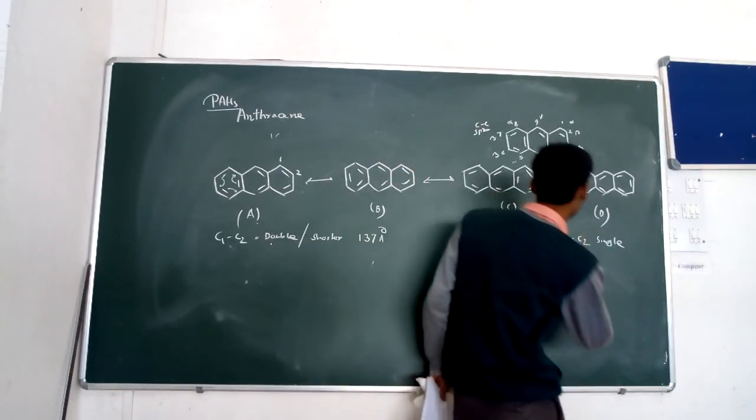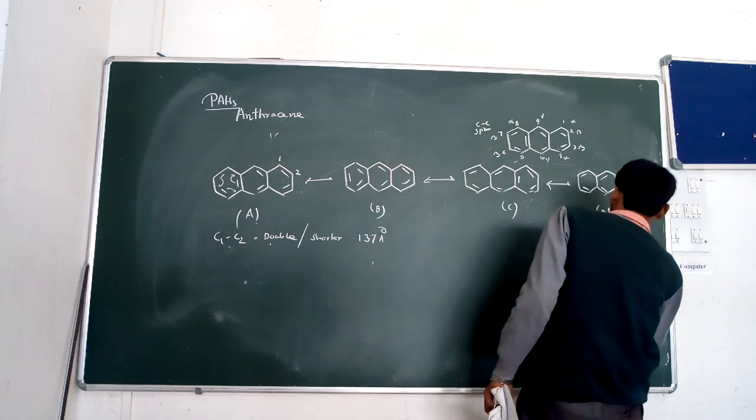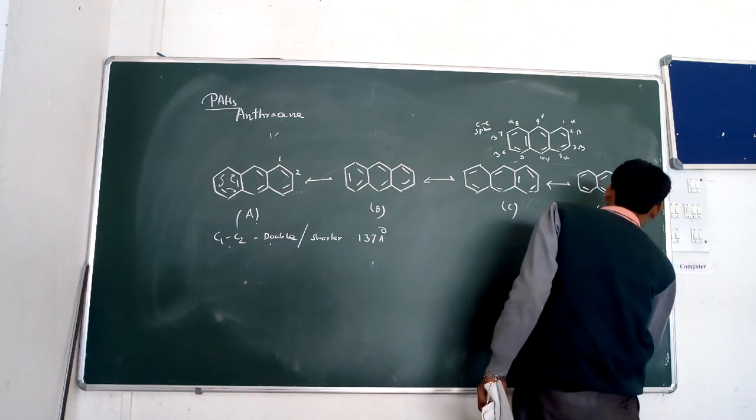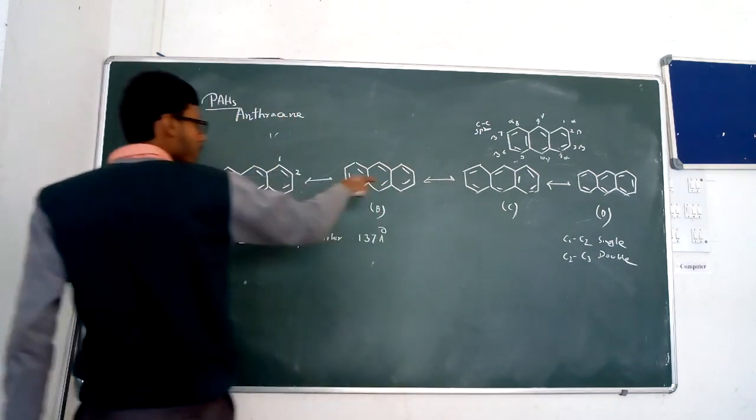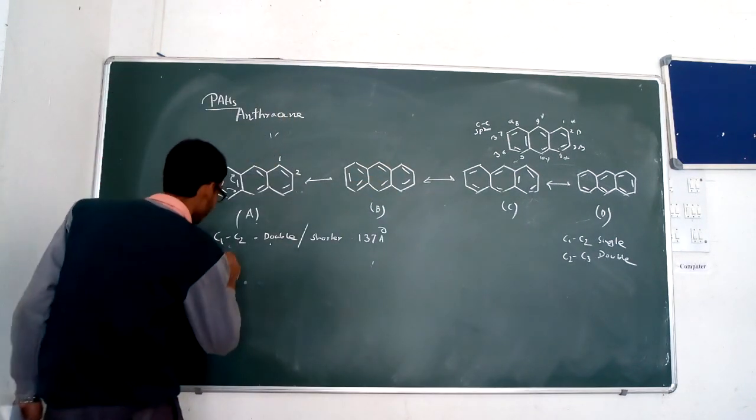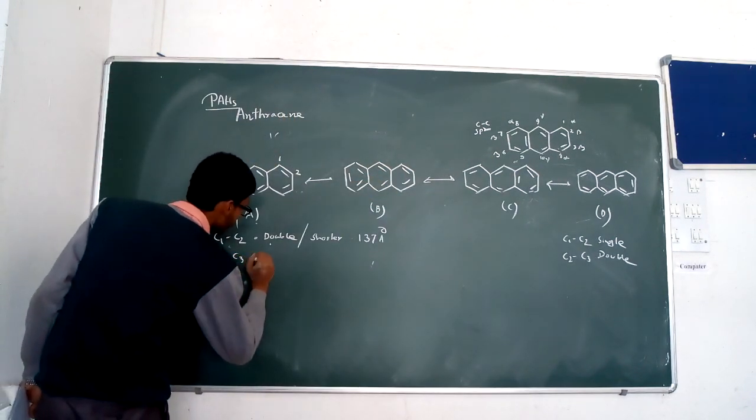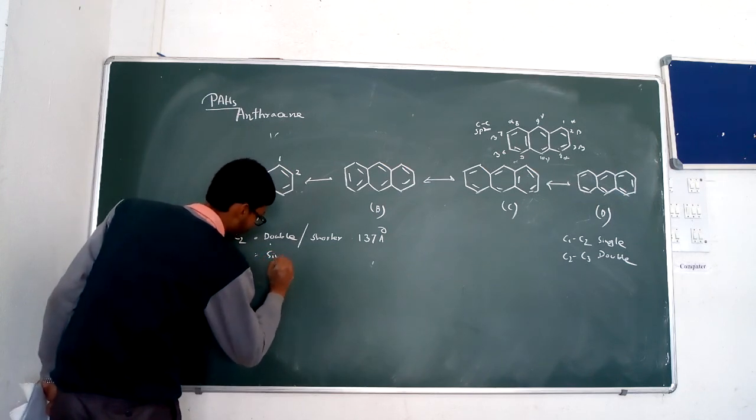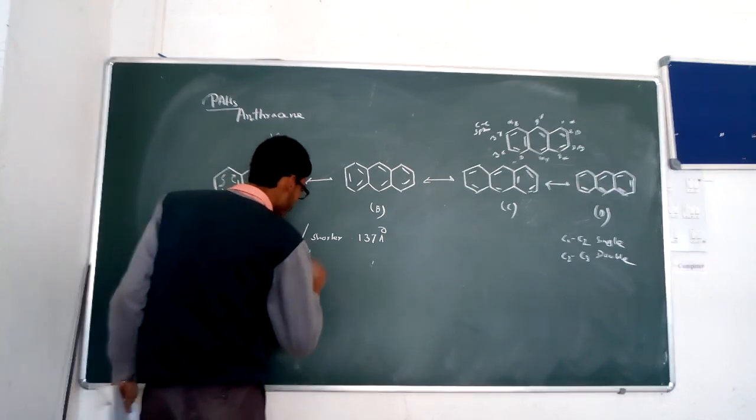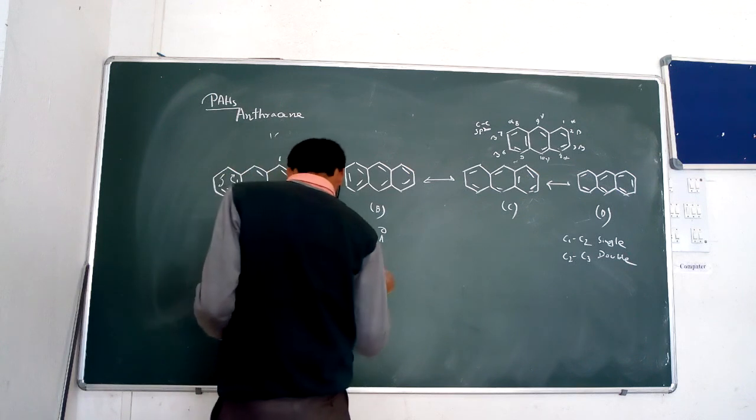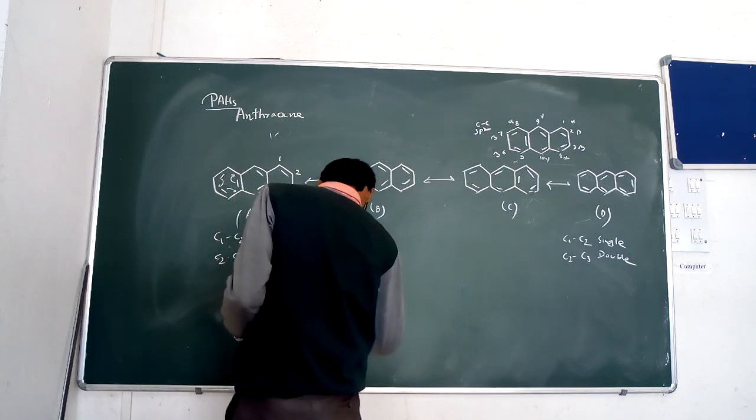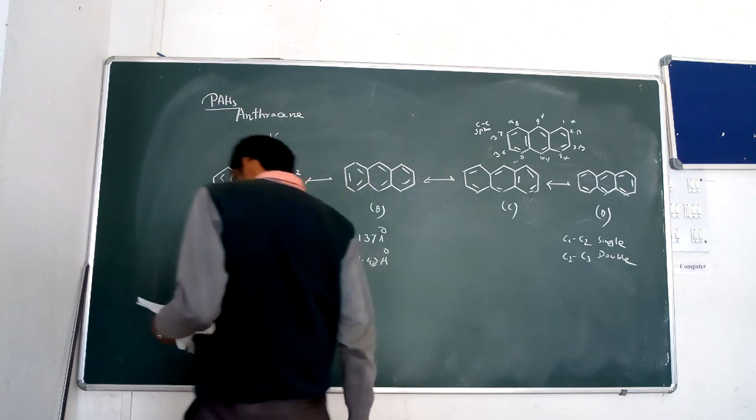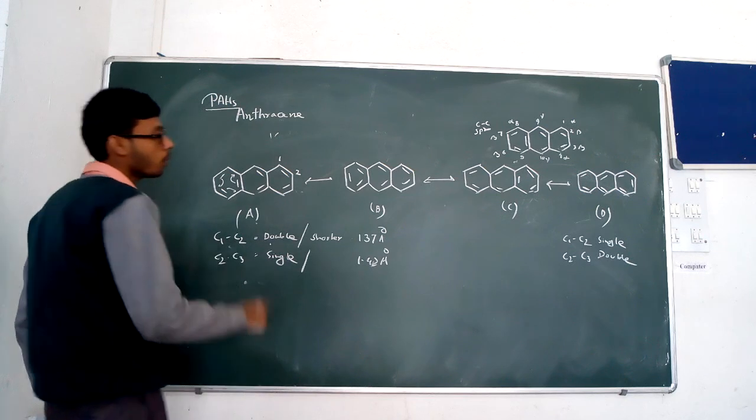only D contains C2 C3 double bond character, but the remaining three forms have C2 and C3 single bond character. So single bond is longer, the bond length, and that bond length is equal to 1.42 angstrom.